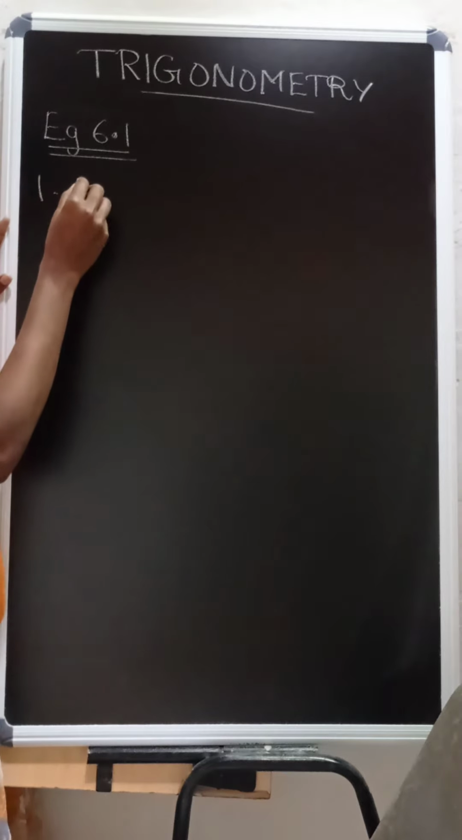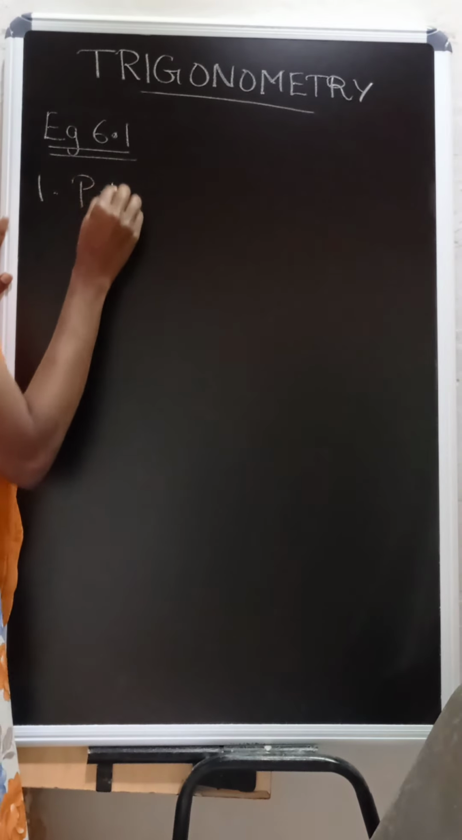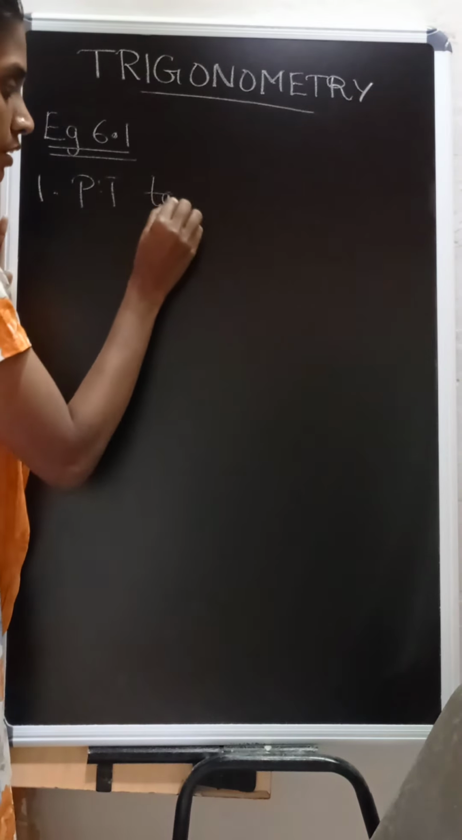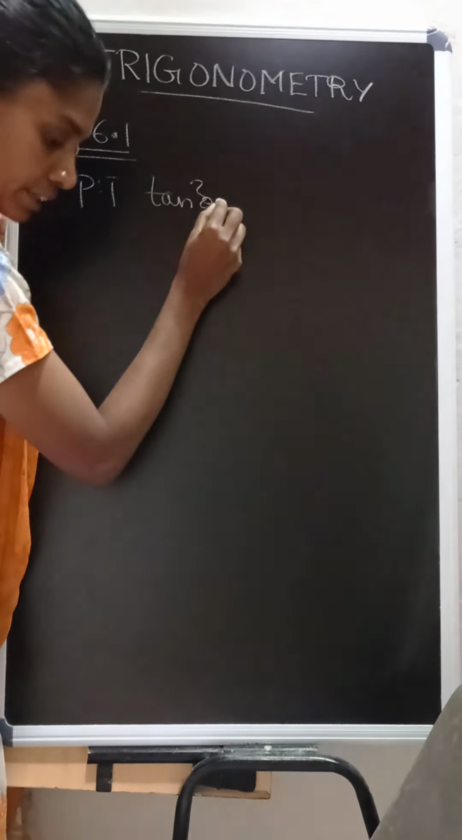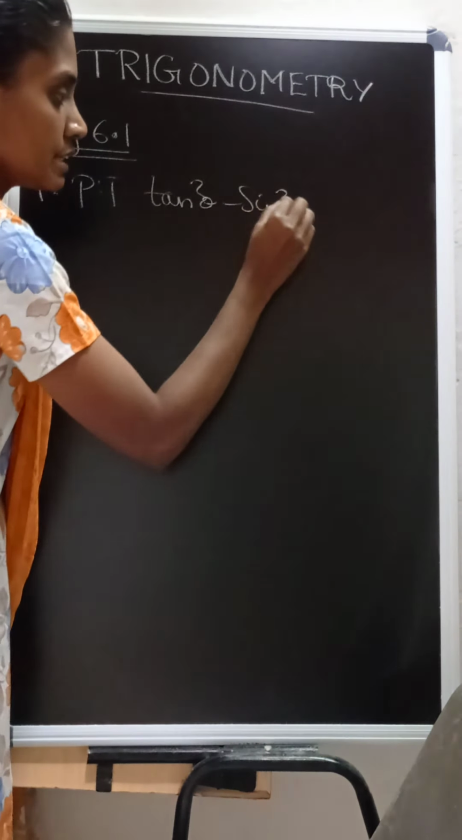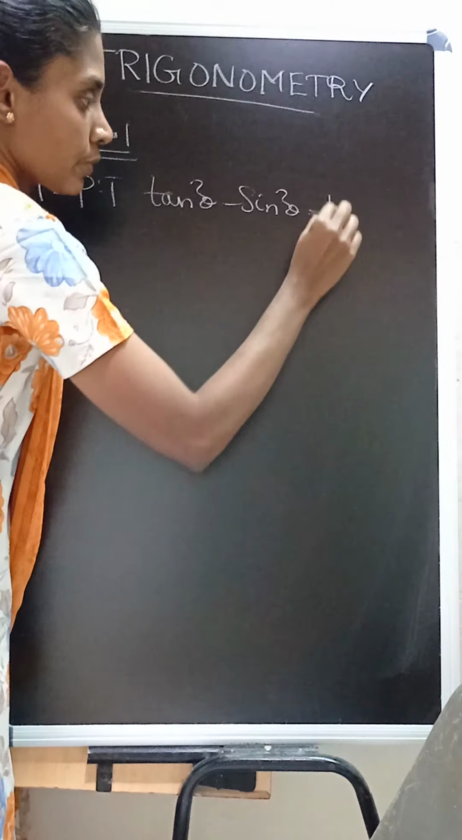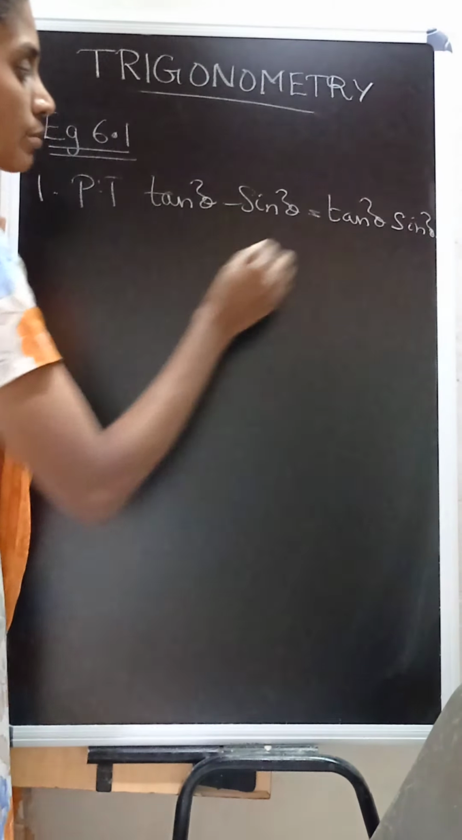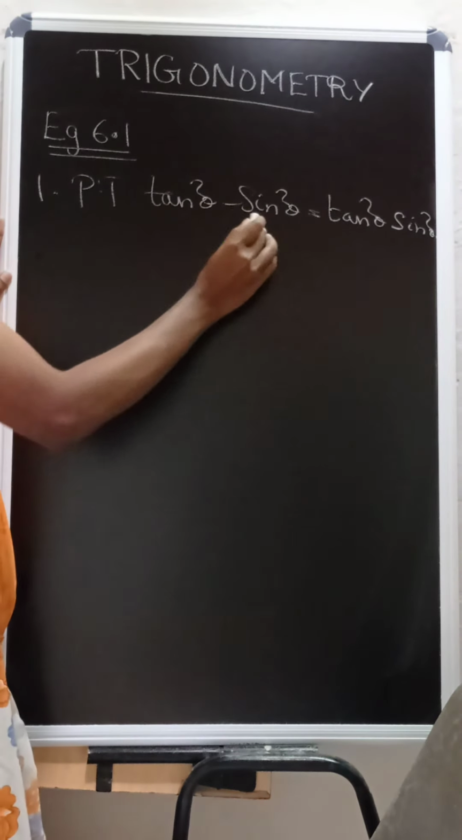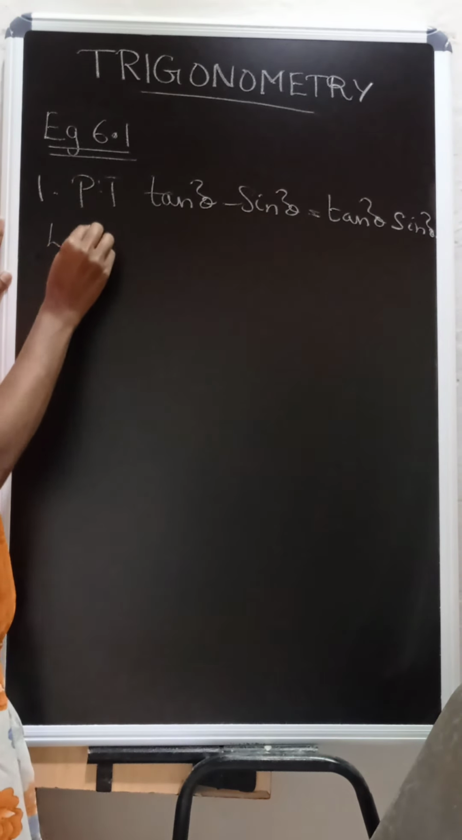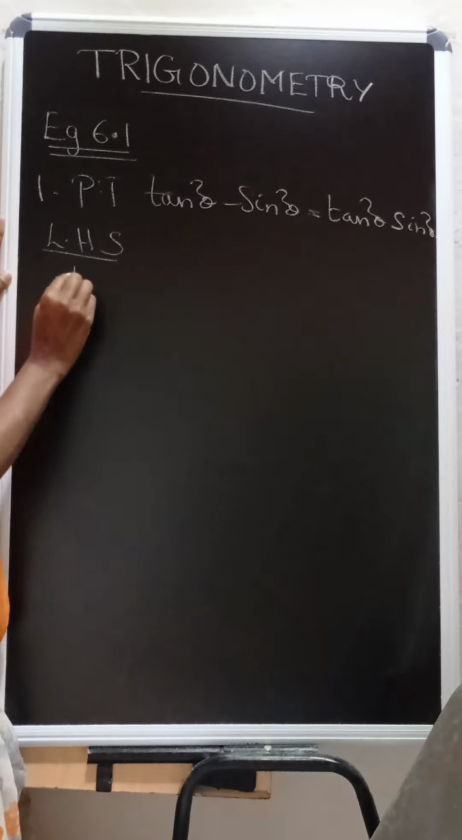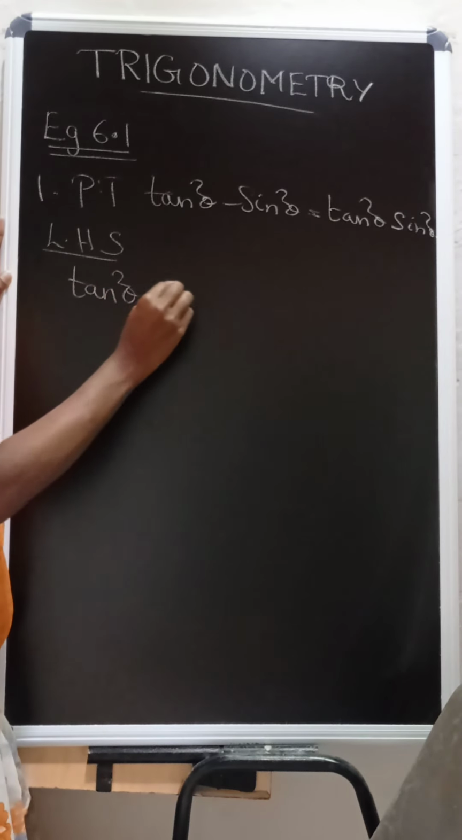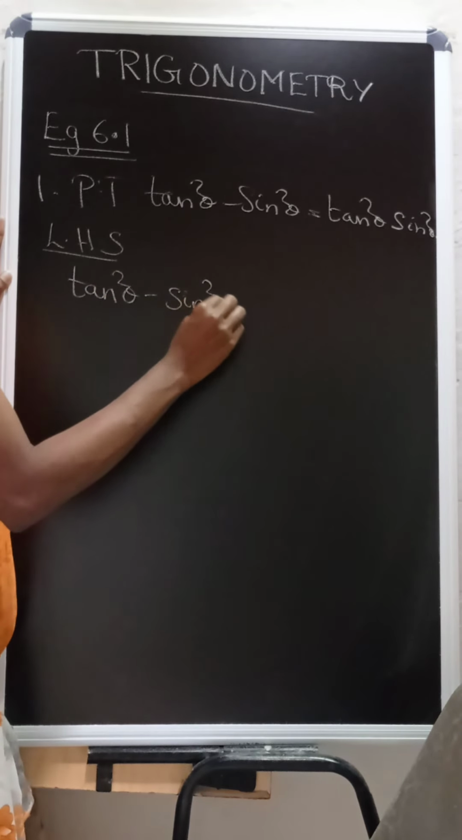First one, prove that tan square theta minus sin square theta is equal to tan square theta into sin square theta. So they have given you tan square theta minus sin square theta. Take LHS: tan square theta minus sin square theta.